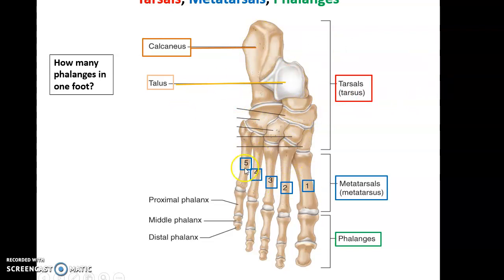Then we have the metatarsals that make up more of the foot. There are 5 metatarsals, 1, 2, 3, 4, 5. Metatarsal 1 is on the same side as the great toe, metatarsal 2, metatarsal 3.